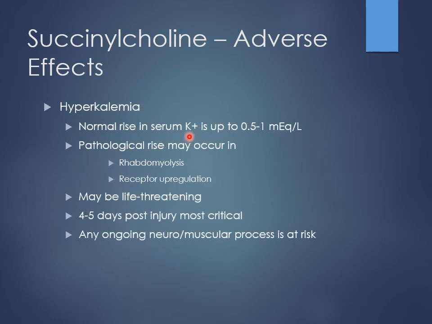Okay, so I mentioned the hyperkalemia. Normally, after giving a dose of succinylcholine, you can see the potassium rise 0.5 to 1 mEq per liter. And what's a normal potassium? Yeah, usually 3.5 to 5. Depends on which lab you're looking at, it might be a little bit different. Usually 3.5 to 5 is considered pretty normal.